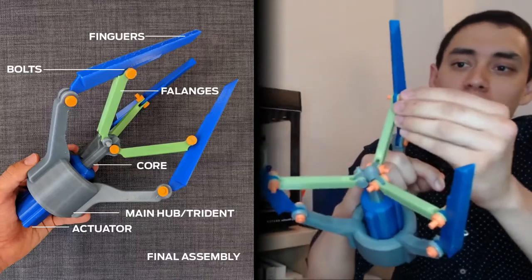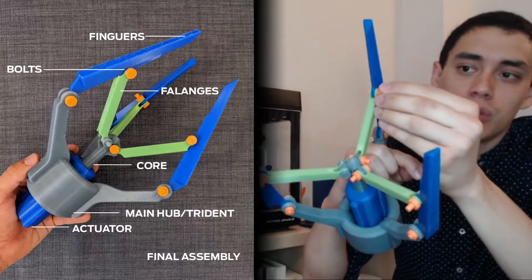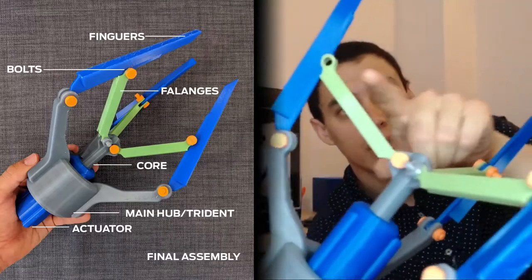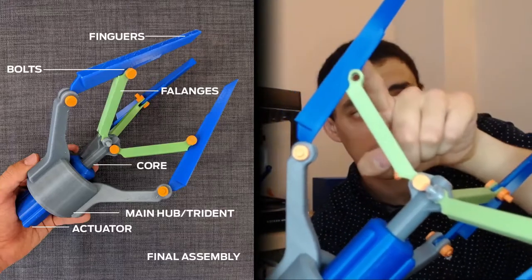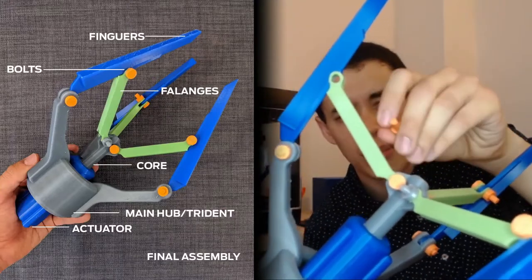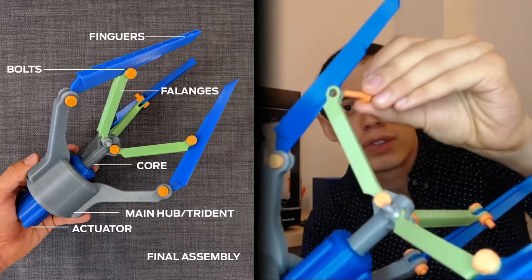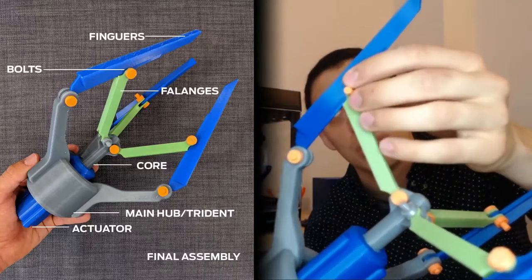In this case, if I want a smooth fit, the offset right here is actually 200 microns between the different circles. The circles here in both the finger and the phalange are about 3 millimeters. The bolt itself has an offset of 200 microns, so 0.2 millimeters.